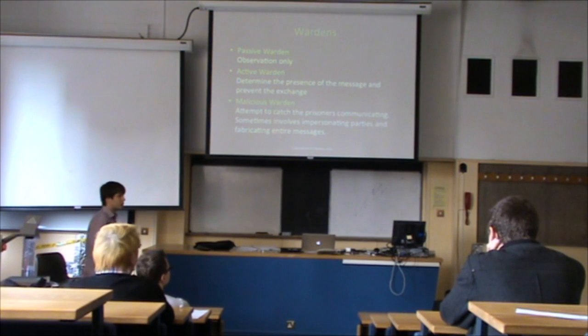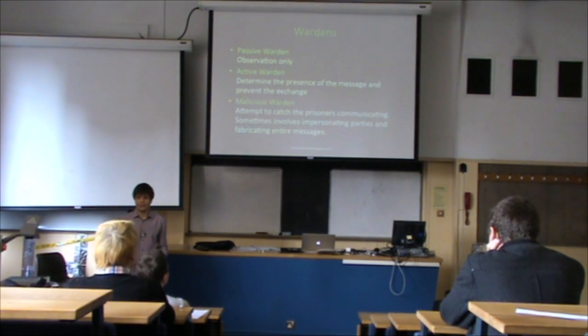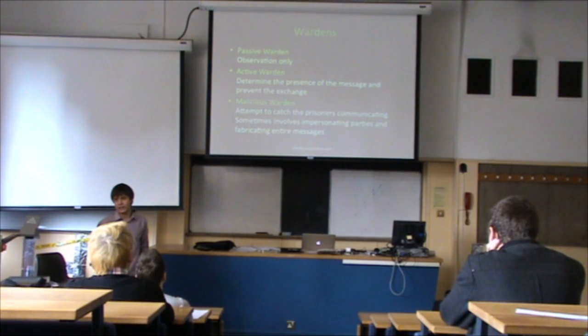So a passive warden is the simplest in a way, and it is the most subtle one, because all it does is observe information which is exchanged and try to derive meaning from it. So if two people were exchanging a message and I was a warden, I would just look at that information, maybe make a copy of it, and then try and work out what they're saying. But I wouldn't actually modify it. So you don't really have any proof or knowledge as a sender and recipient that your message is necessarily being intercepted.